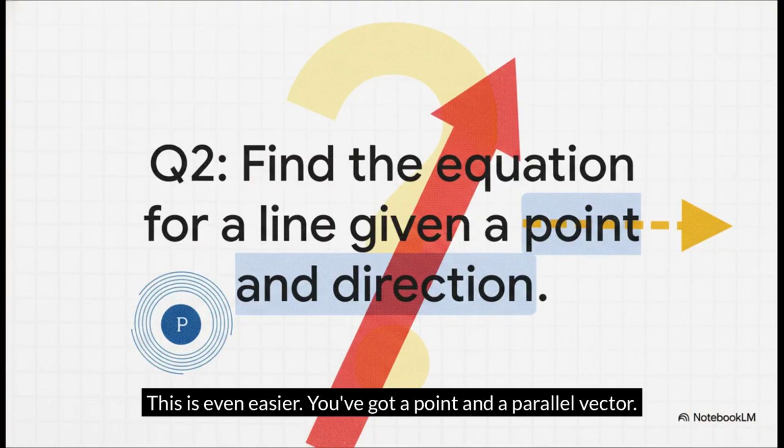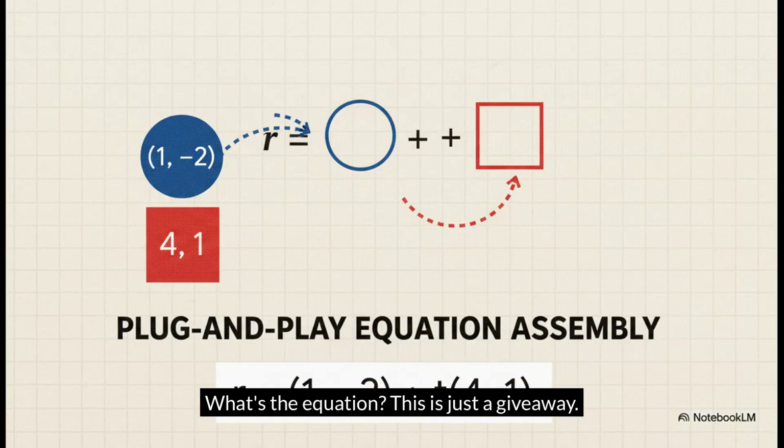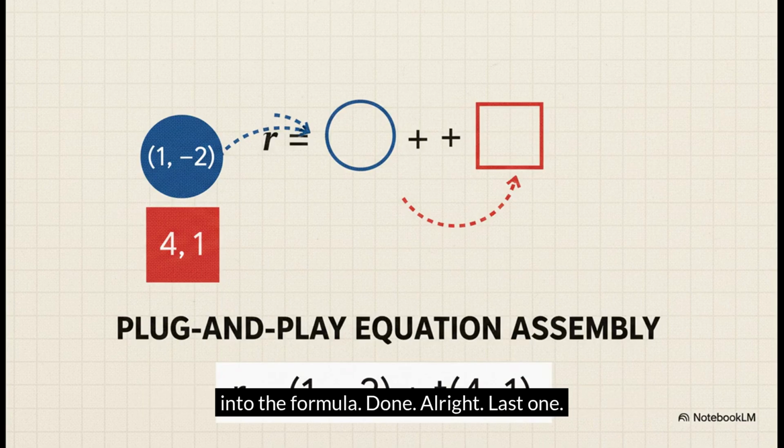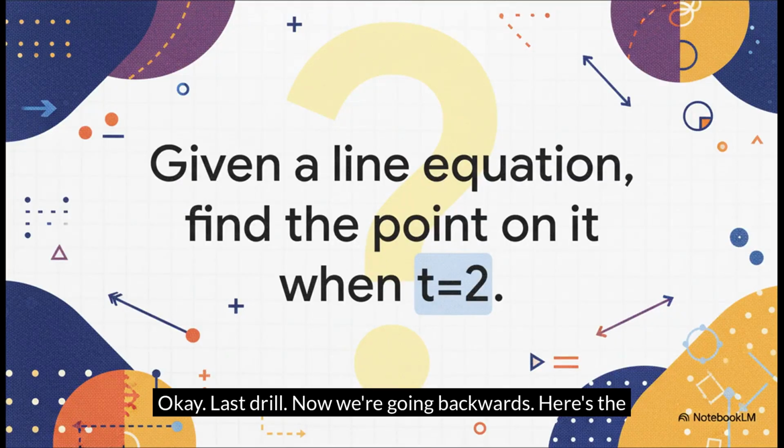This is even easier. You've got a point and a parallel vector. What's the equation? This is just a giveaway. The point is your a, the parallel vector is your d. Slap them into the formula, done. All right, last one. Okay, last drill.